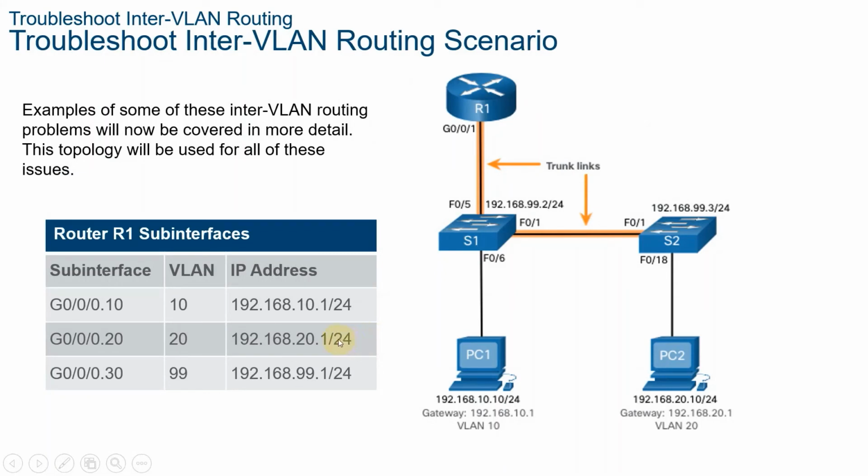All right, so troubleshoot inter-VLAN routing scenario. Examples of some of these inter-VLAN routing problems will now be covered in more detail. This topology here will be used for all these issues. The VLAN and IPv4 addressing information for R1 is shown in the table here. So we've got 3 subinterfaces here, and then of course the VLAN number.